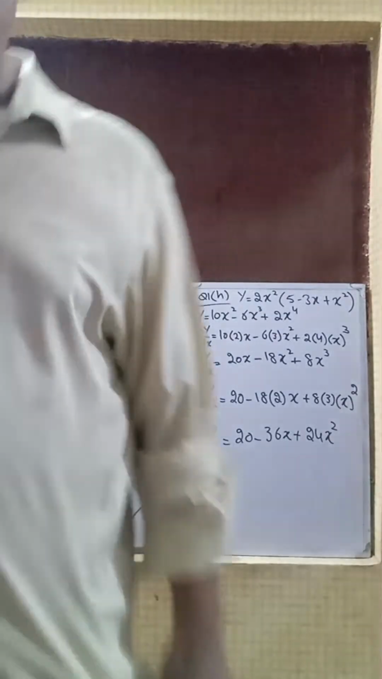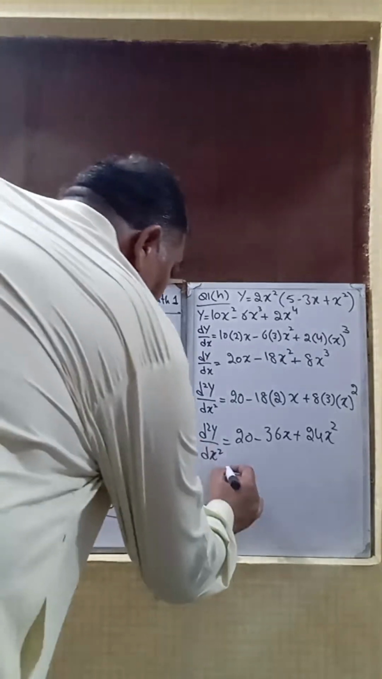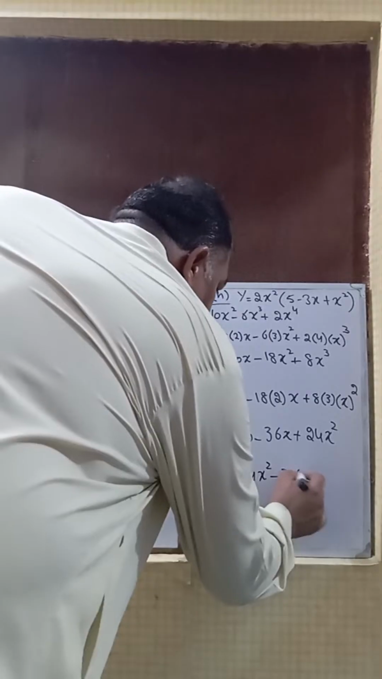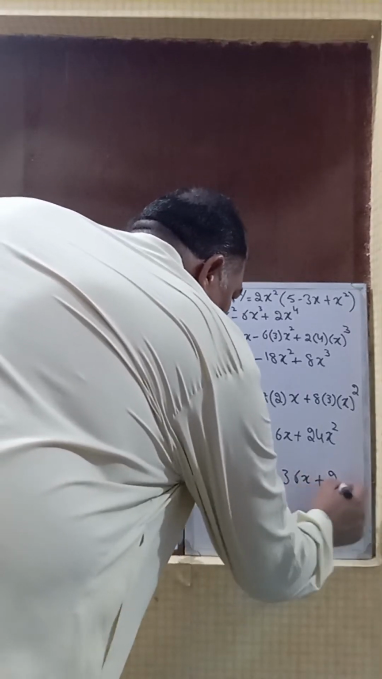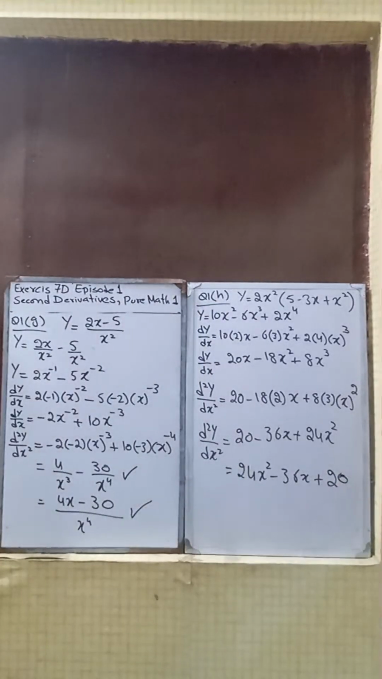So this is the second derivative. Let me check the answer from the book. The answer is 24x square minus 36x plus 20. They have written 24x square minus 36x first, and then plus 20. So this is how they have written the answer in the book. So our answer is right.